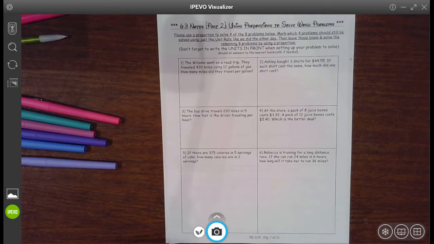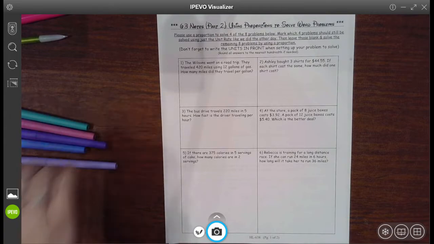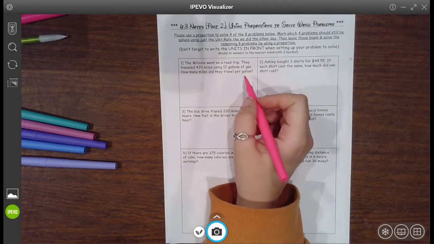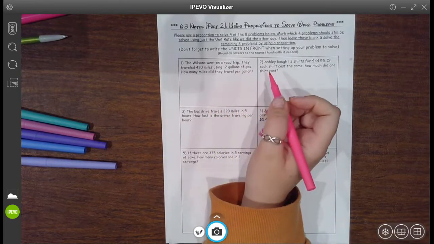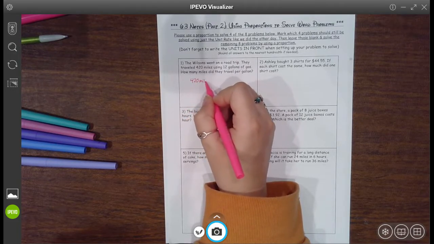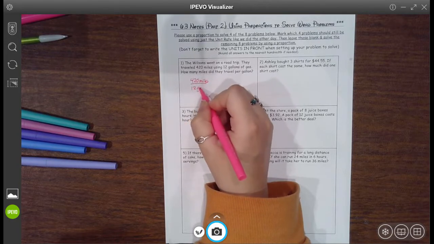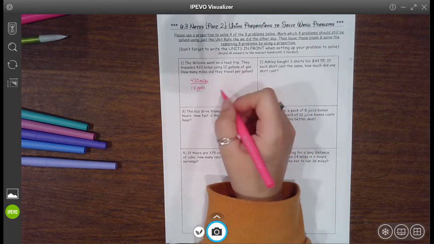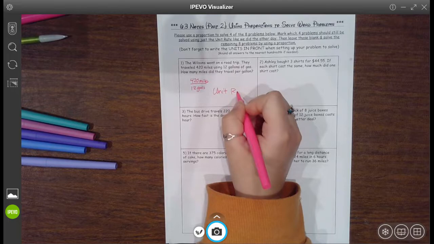Okay, so number 1 says the Wilsons went on a road trip. They traveled 420 miles using 12 gallons of gas. How many miles did they travel per gallon? Remember that the unit rate is finding how much it is per one of something, right? So they just want to know how far you would go per 1 gallon of gas. So this is actually a problem where all we would need to do is do 420 miles over 12 gallons of gas, and then divide by 12 to get my unit rate. So this is one where I would do the unit rate.